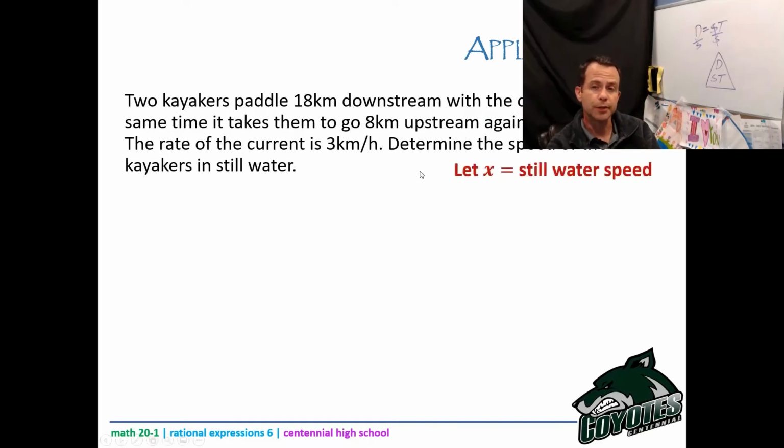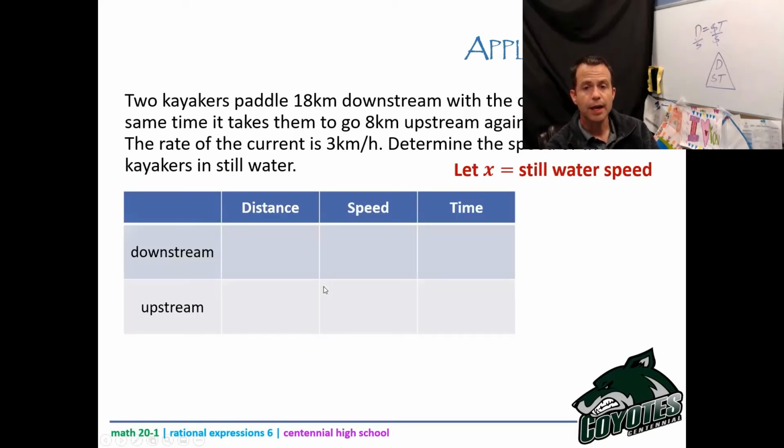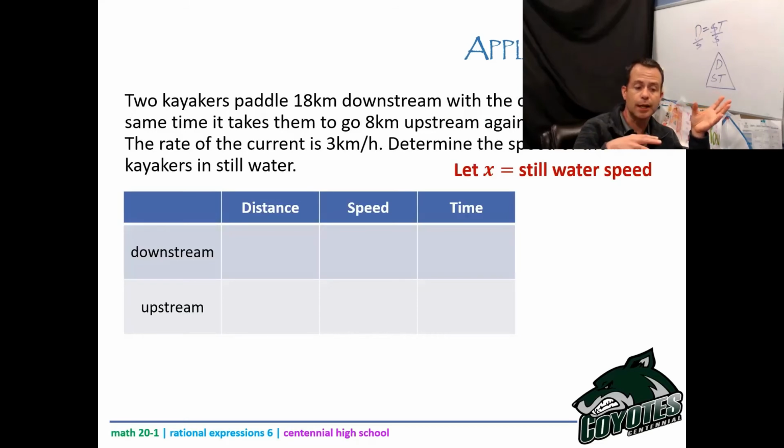So what I'm going to do is I'm going to let x equal the still water speed. That's what I've been asked to solve for, okay? And then I'm going to set up my chart with going downstream and going upstream, okay? And I'm going to start trying to fill in what I know here. Okay, so you need to understand what the current does. If I'm going downstream, I'm going my still water speed and the current is pushing me even quicker, okay?